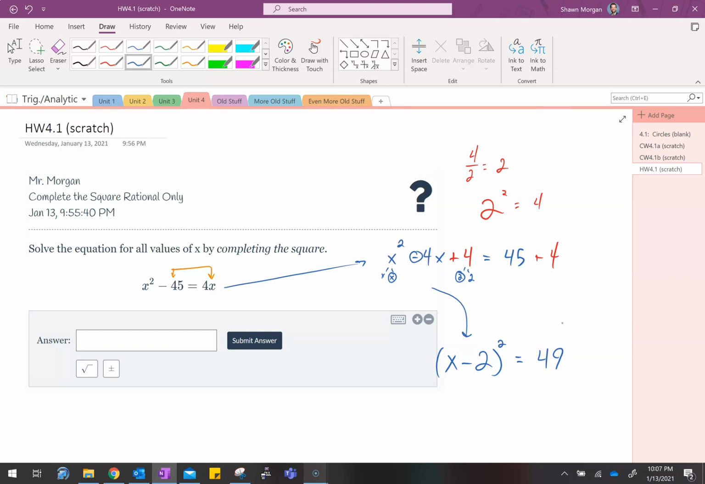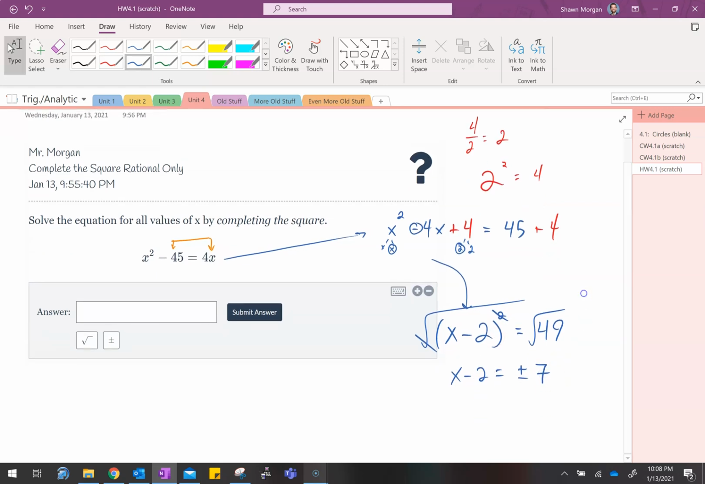Our last step would be to take the square root of both sides to get x minus 2 by itself, because taking the square root of a squared is an inverse operation. What's the square root of 49? It's 7, but we'll say plus or minus 7 because there has to be two answers. Then you'd split it up: if x minus 2 equals a positive 7, my answer would be 9. If x minus 2 equaled negative 7, my answer would be negative 5. Those would be my two answers, and that's how I would type them in from Delta Math.